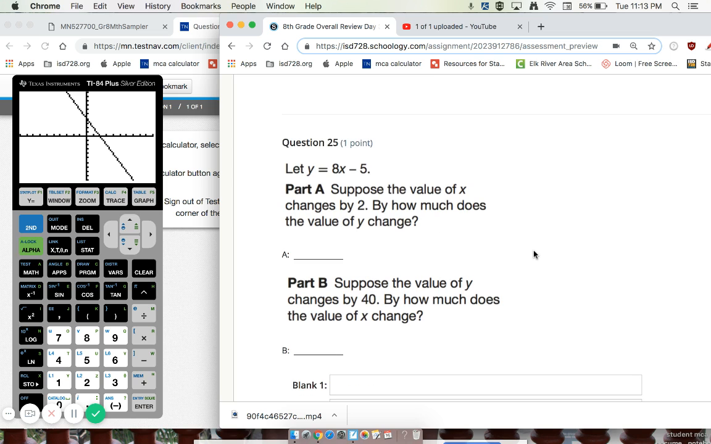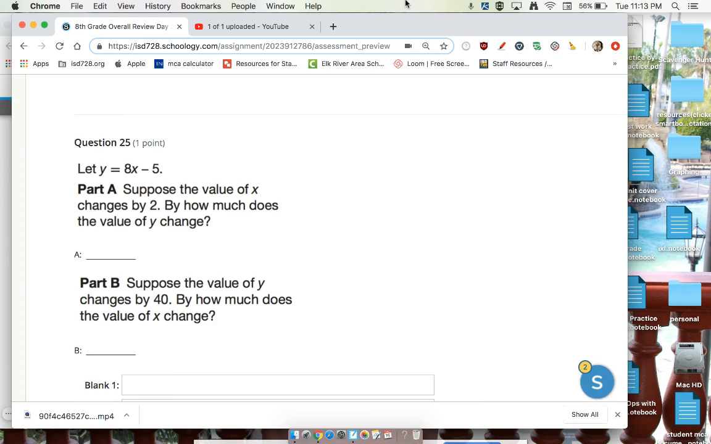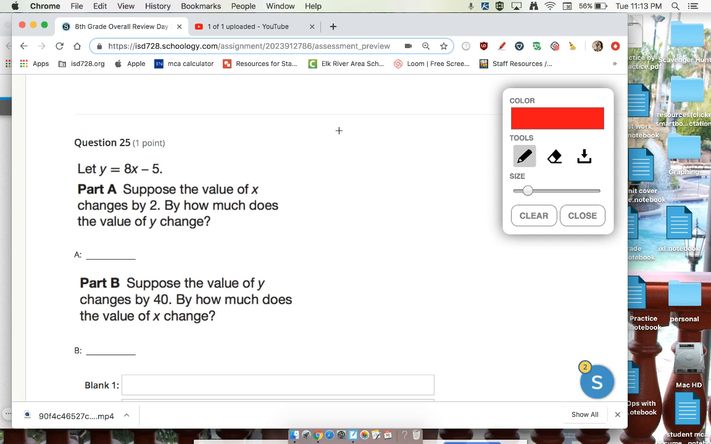Okay, number 25, last one. Let y equal 8x minus 5. Suppose the value of x changes by 2. How much does the value of y change? So I'm going to make an input-output table for this one. And I'm going to go ahead and make my x start at 1 and figure out what my y is.